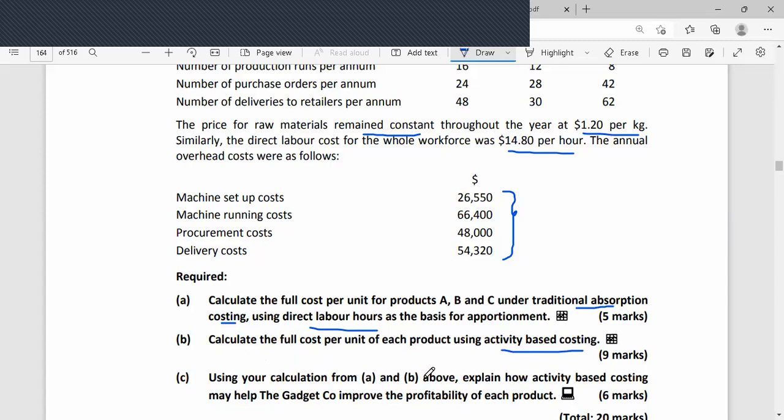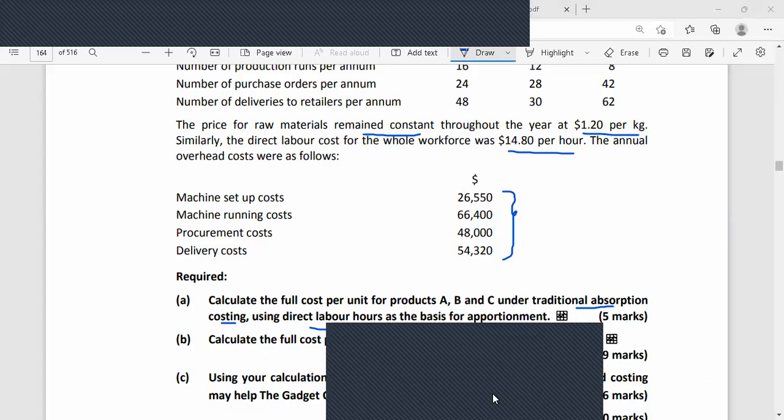Using your calculation from A and B above, explain how ABC may help the Gadget company improve the profitability of each product. So let's take this question to Excel file. One second. Just let me paste the question there in Excel file.